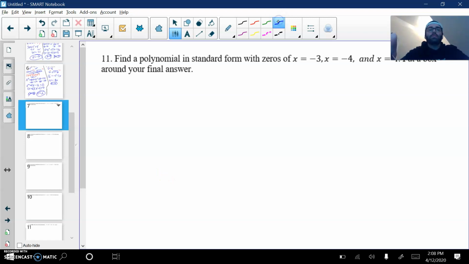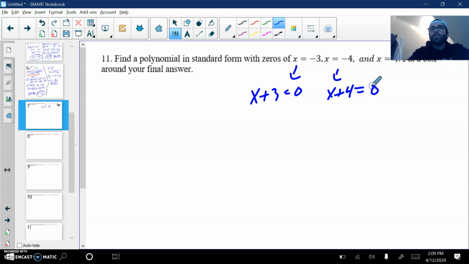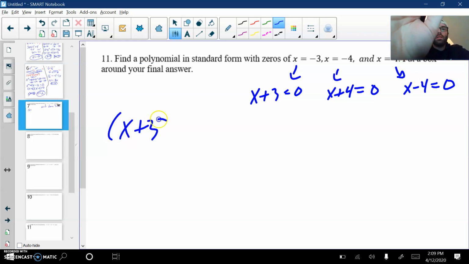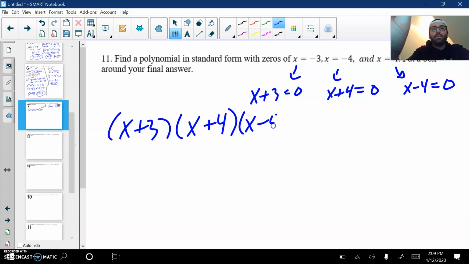Right, here we go, and we're back. Let's go with number 11. So remember, if we want to find the polynomial, if these are the zeros, then that means x plus 3 is equal to 0, and x plus 4 is equal to 0, and x minus 4 is equal to 0. So our three factors: I have x plus 3, x plus 4, and x minus 4.